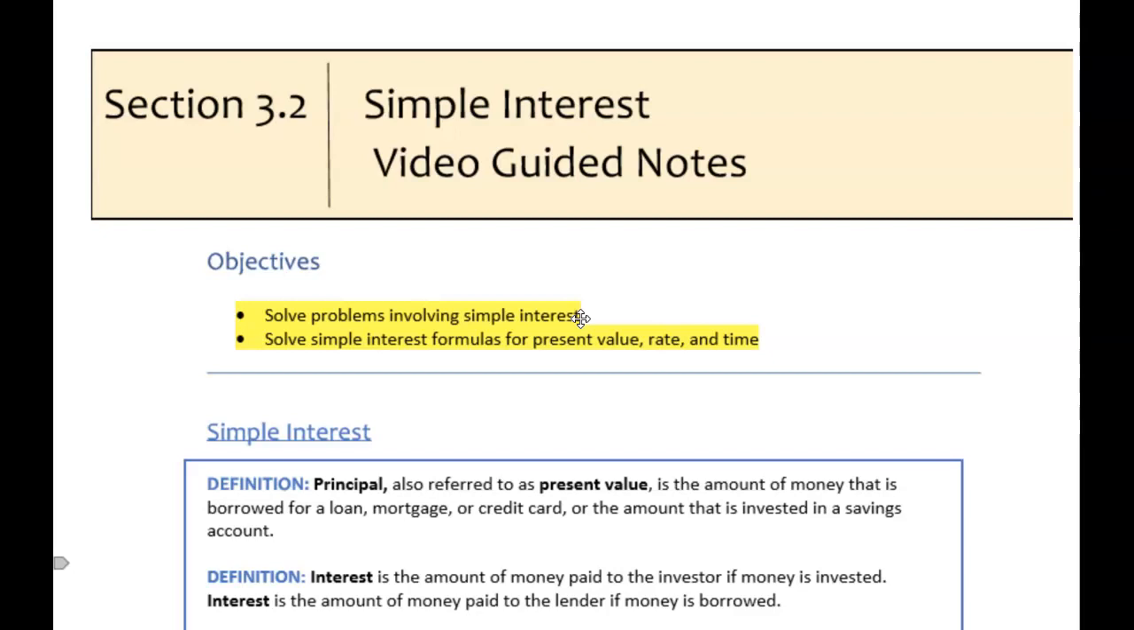This is the first video for section 3.2, Simple Interest. In this video, we will solve problems involving simple interest and solve simple interest formulas for present value, rate, and time. To begin, some definitions.